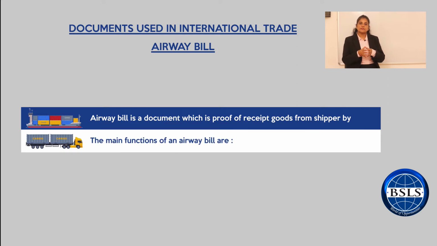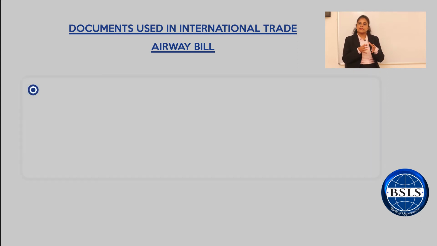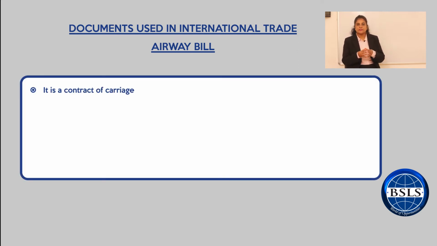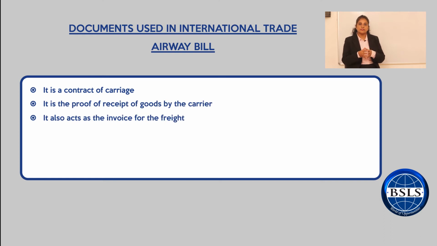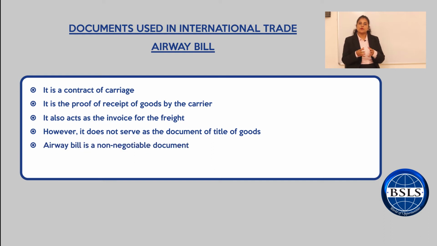The main functions of an airway bill are: it serves as a contract of carriage, meaning it ensures that the transportation of the goods takes place as per the agreed terms between the carrier and the shipper. It serves as a proof or acknowledgement of receipt of cargo from the shipper. However, it does not act as the document of title of ownership of cargo. An airway bill can also be used as a freight invoice.